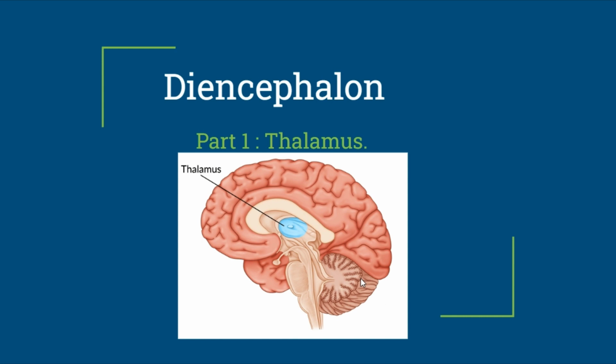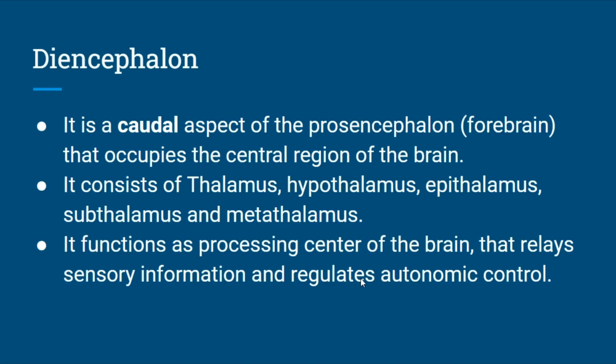Today we're going to start a new chapter in neuroanatomy. This one is basically the diencephalon, and we're going to discuss multiple anatomic structures related to the diencephalon. Now we have ventured into relatively drier topics of neuroanatomy. The first one we're going to discuss is the thalamus. So let's look at a brief overview of the diencephalon.